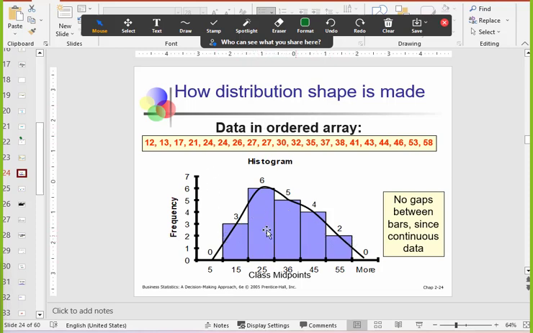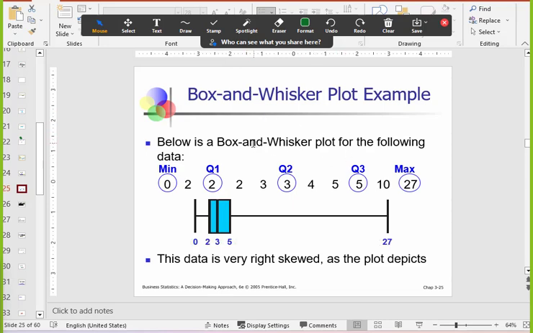In the next slide, it is creating a box and whisker plot for the data which is very rightly skewed. Why right skewed? Because its right tail is very big as compared to the left tail, and in the box the right side is bigger than the left side. And how is it made? You can look at the data: 0, 2, 2, 2, 3, 3, 4, 5, 5, 10, 27.